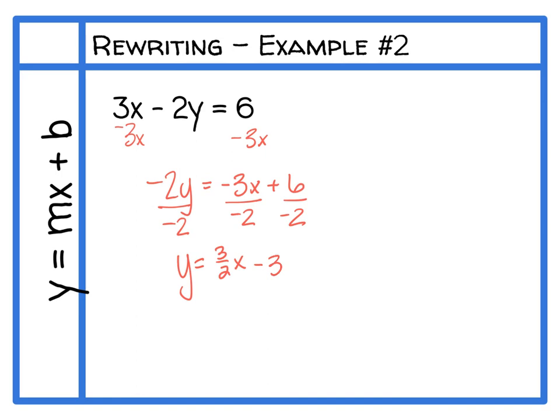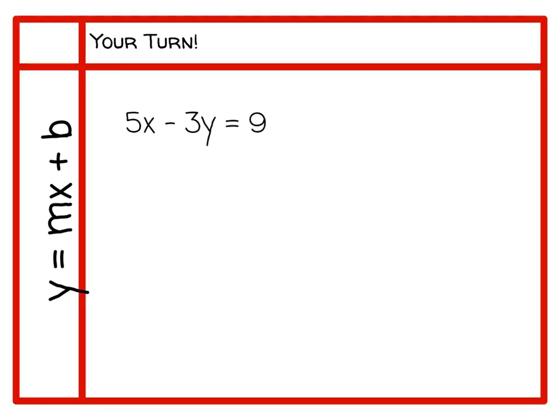Again, the beauty of this is that I can identify my slope and my y-intercept. My slope here is 3 halves. My y-intercept is negative 3. Now you try one of the multi-step ones. Go ahead and solve and put it in slope-intercept form.